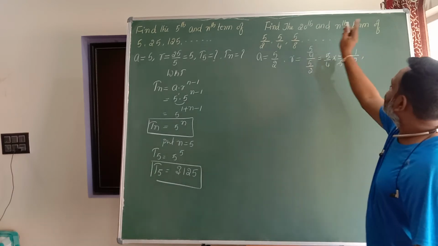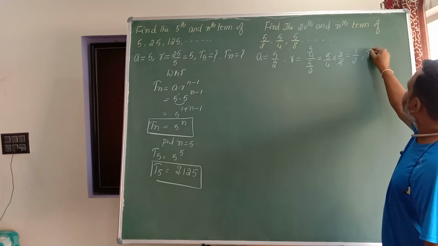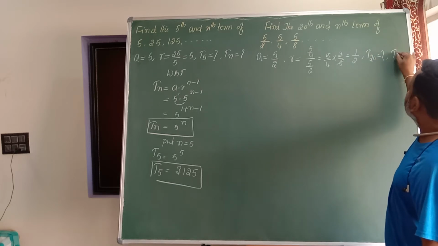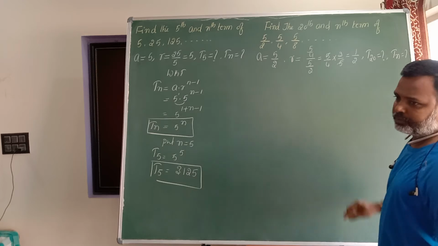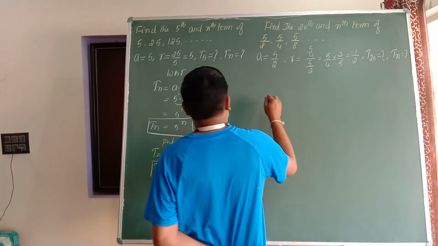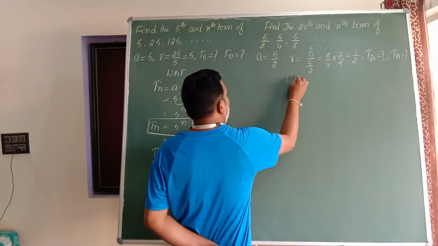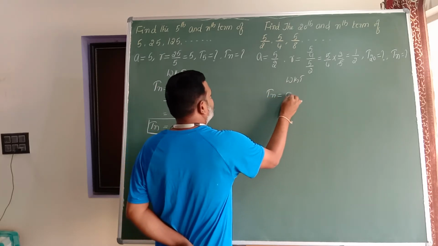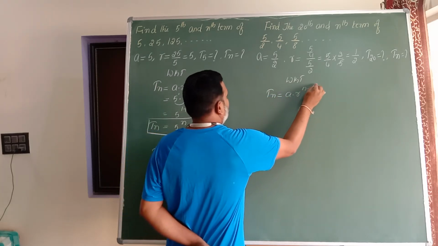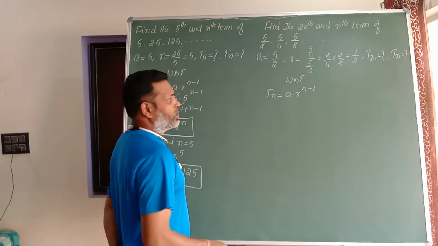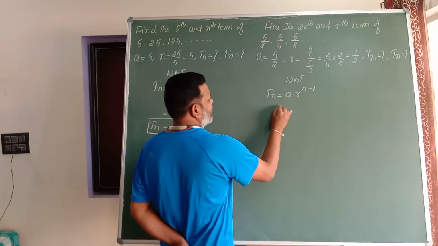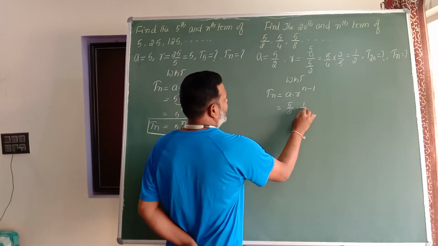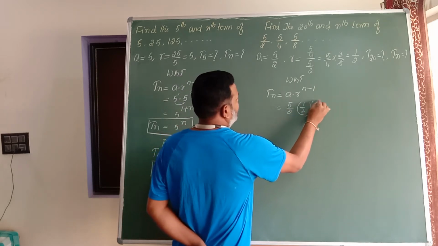We wish to find out the 20th and nth term. The 20th term T20 is question mark and the nth term Tn is question mark. We have to use which formula here? We know that Tn is equal to A into R power n minus 1. So now A is what here? A is 5 by 2 into R, which is 1 by 2, whole power n minus 1.